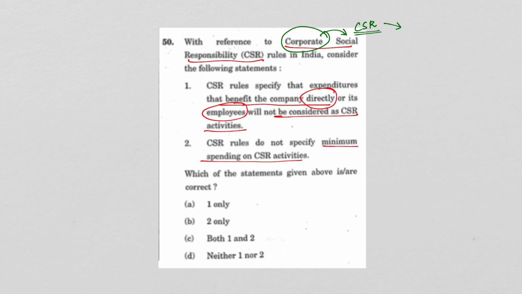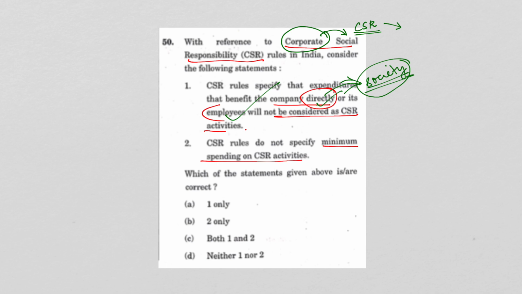Now see, the first statement says that the corporate social responsibility rules specify that expenditures that benefit the company directly or its employees will not be considered as CSR. See, we know that the purpose of CSR is that the corporates must provide some benefits to the society because they are taking it from the society, right? So, this is not for their own well-being or for their employees' well-being. It is for the society. So, we know this statement is correct. Alright? So, they cannot use it for their own well-being or for the employees' well-being. It should be given for the society's overall well-being.